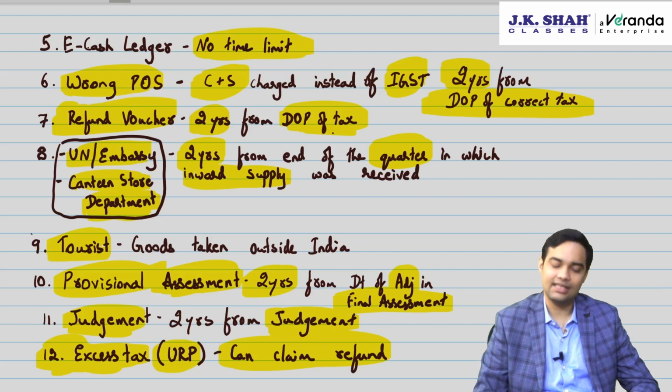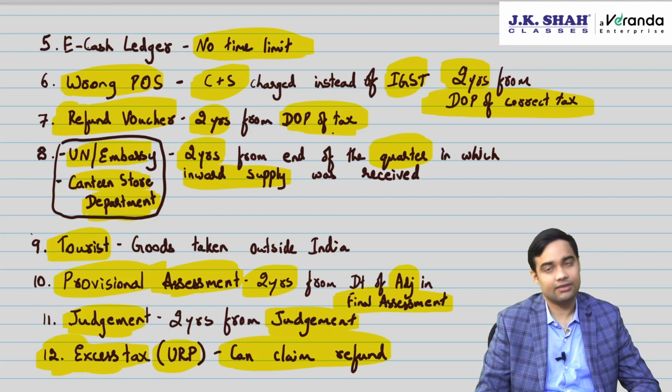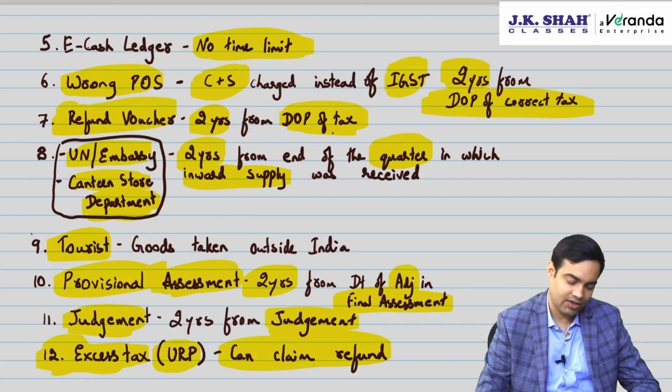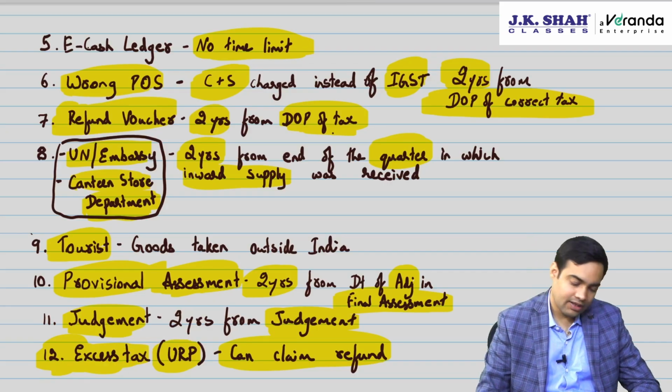UN embassy canteen store department, 2 years from the end of the quarter in which inward supplies were received. Tourist, yes, refund can be claimed. Provisional assessment, yes, 2 years from date of final assessment. Judgment, 2 years from judgment. Excess payment made, you can also claim refund as a consumer.